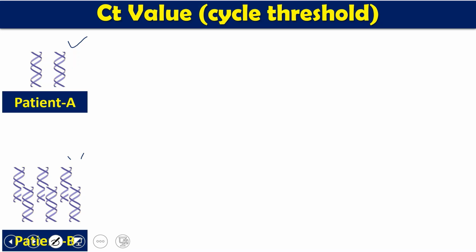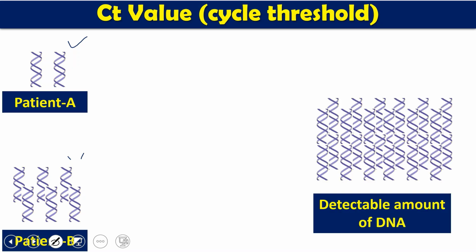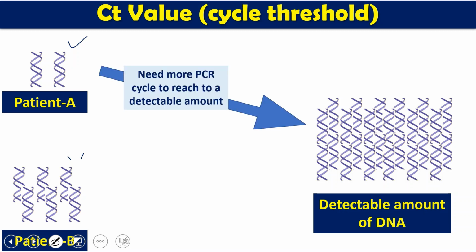After the PCR, the DNA needs to be detected by the instrument in terms of fluorescence. So for example, you require this much DNA for the fluorescence. Now patient A has a very small number of DNA copies, only 2, so you need to run a very high number of PCR cycles. This DNA needs more cycles to reach a sufficient amount, because it is small, and every cycle duplicates the DNA, so you need to run more PCR cycles to get up to this level.